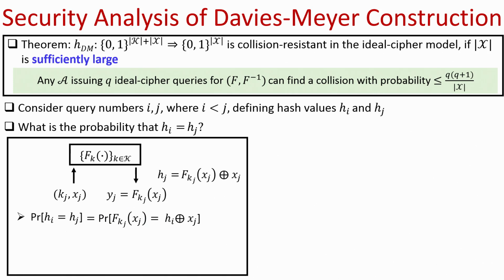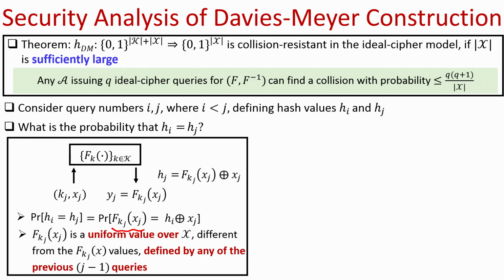But since we are in the ideal cipher model, what is the value of the family member Fkj on the input xj? Well, it is a uniformly random value independent of each other. It is a uniformly random value over the X set, and it is different from all the previous Fkj values for which the adversary might have already asked the output value.